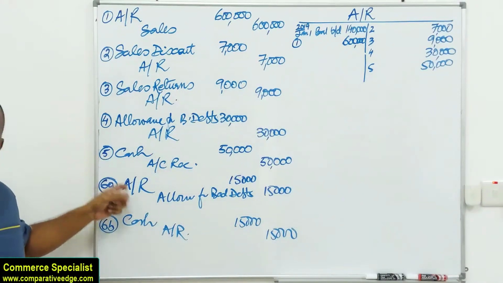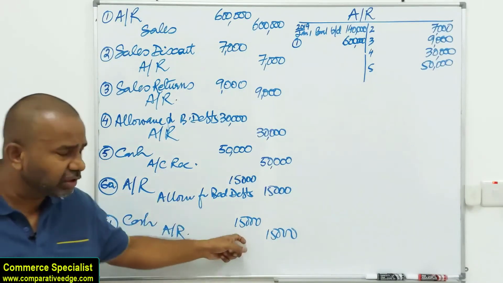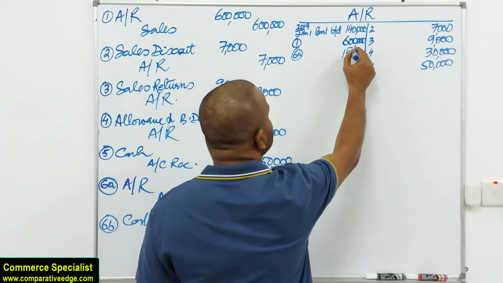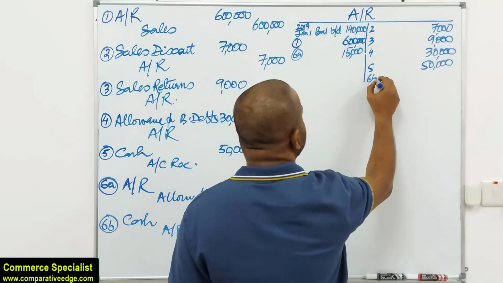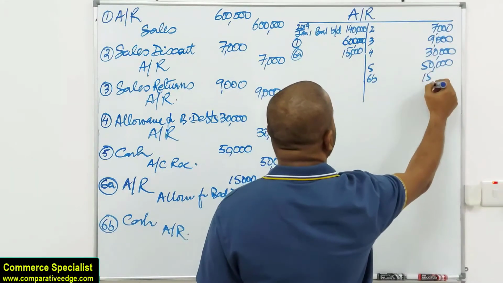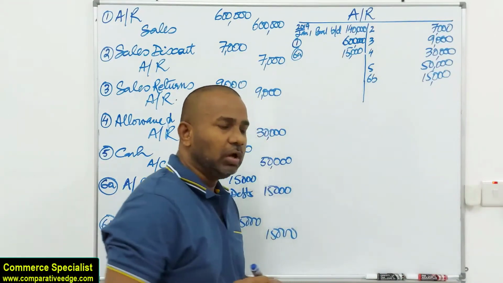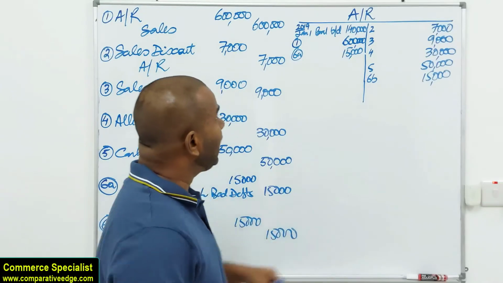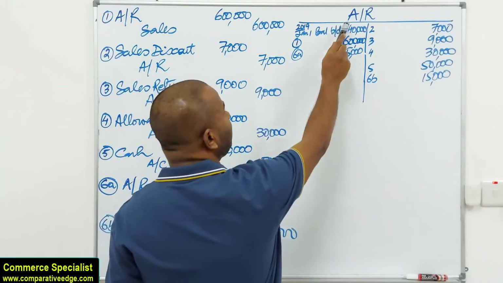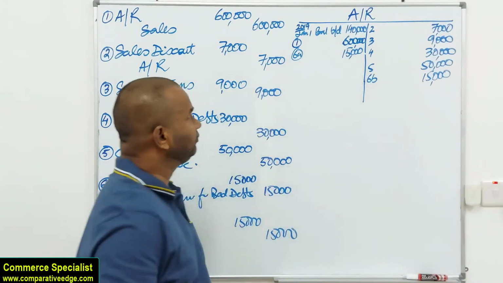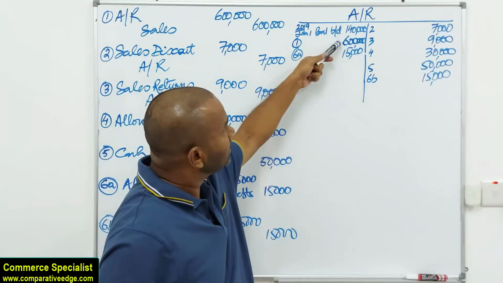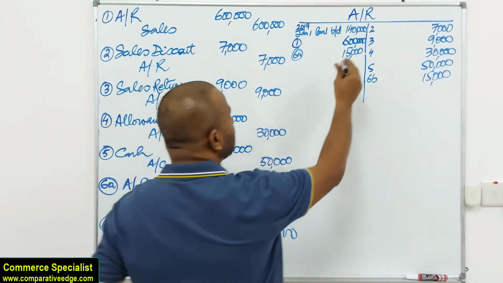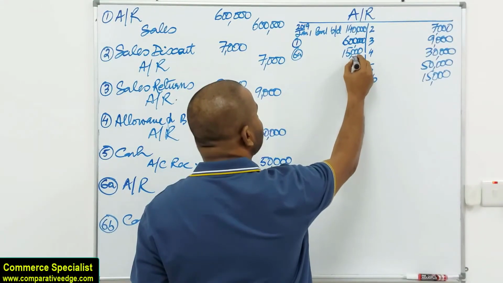In 6A, it's a debit of 15,000, and in 6B, it's a credit of 15,000. Now what I need to do is the totals. If I look at the debit side, 140, 600, and 15,000, that will be 600, 740, 755. The total of this side is 755,000.